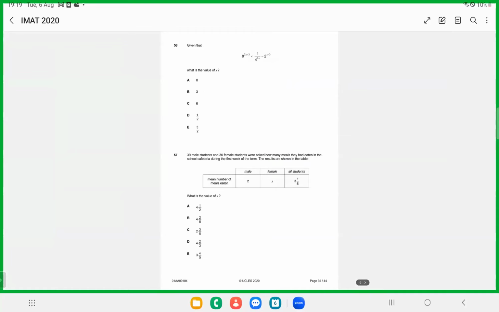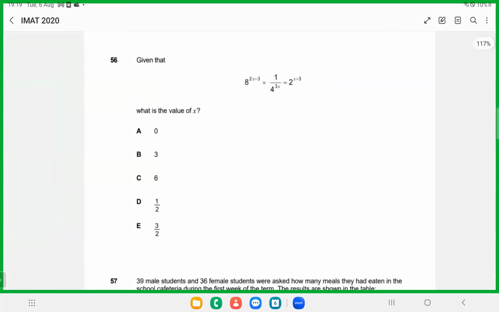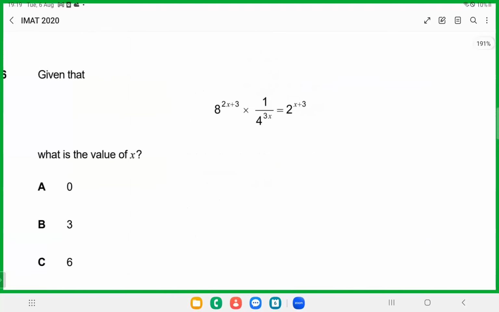So let's see. We have to find x, the value of x. 8 to x plus 3 over 1, whatever. Okay, let's do this. So 8.